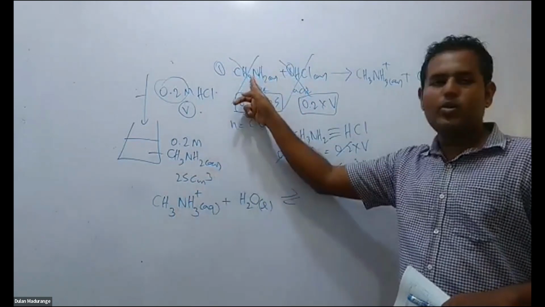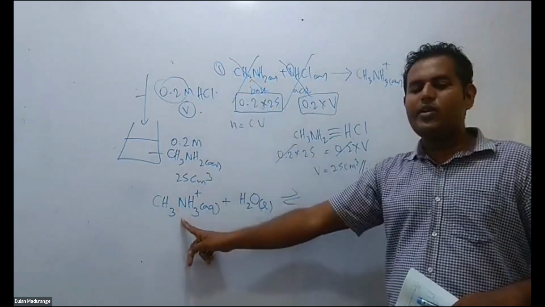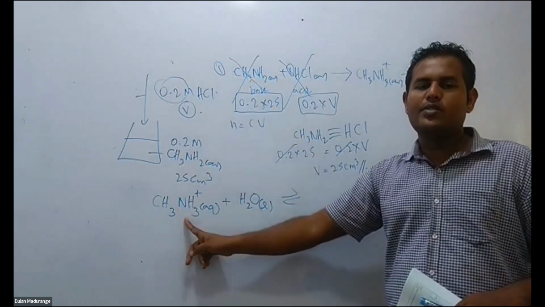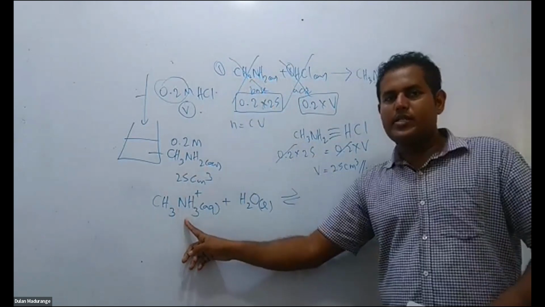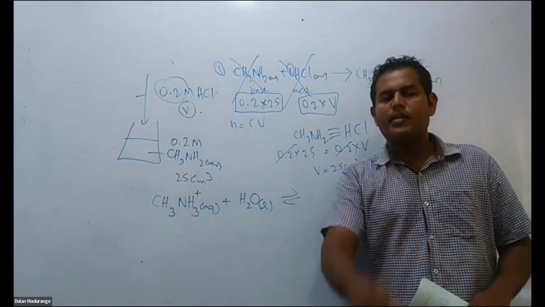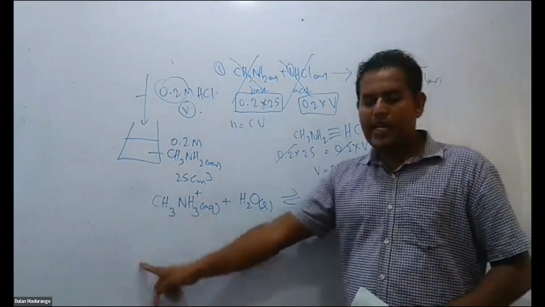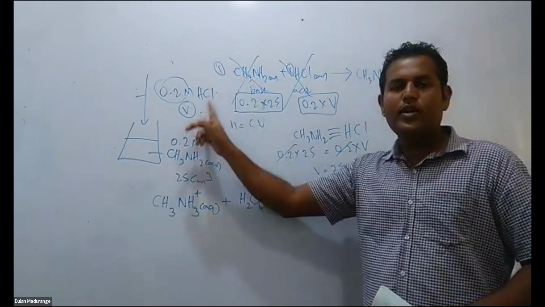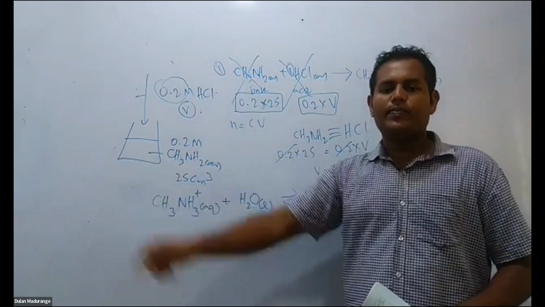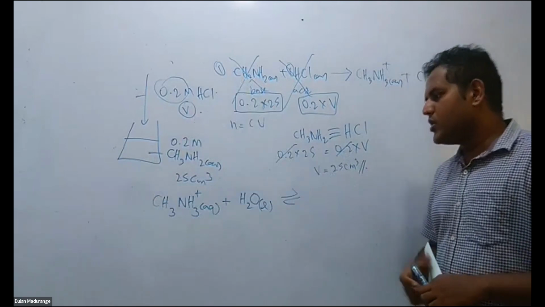For the weak base you can write a Kb expression. But for this one you can't write a Kb expression. If you are writing an expression for this, that should be a Ka expression. Right? You know the relationship between Ka and Kb. For this there's a Ka value. For this there's a Kb value. Kb into Ka is equal to Kw. That's the relationship. Right? So then how to fill this?